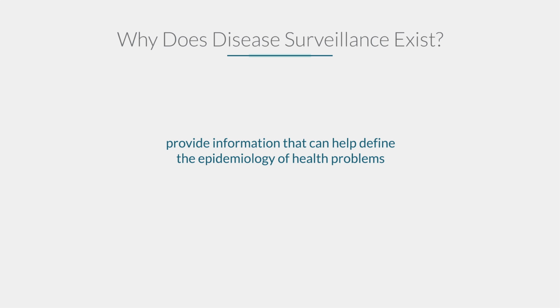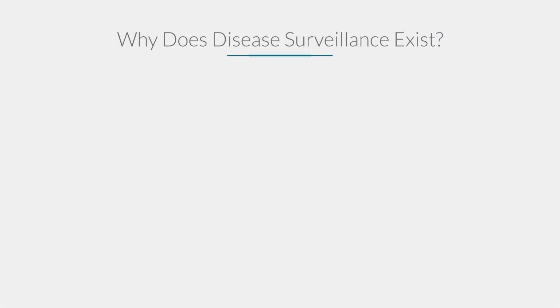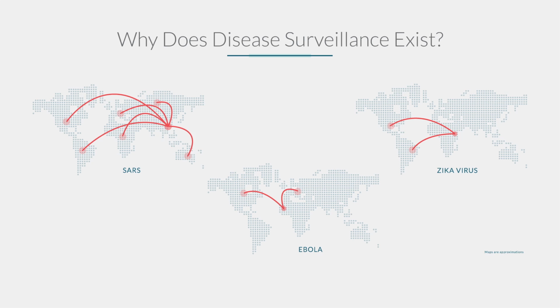Disease surveillance can also provide information that can help define the epidemiology of health problems, and that, in turn, could inform public health policy development and strategic planning. As this map shows, outbreaks have the potential to spread across the world.